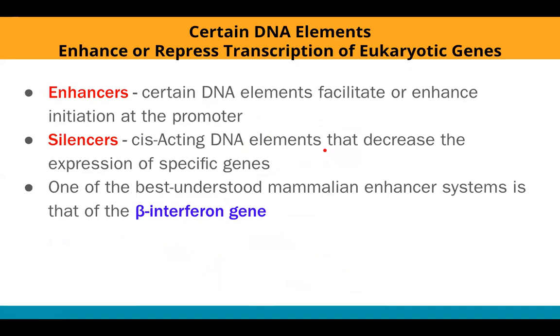Now, certain DNA elements enhance or repress transcription of eukaryotic genes. So we have enhancers or silencers. Enhancers are certain DNA elements that facilitate or enhance initiation at the promoter. Silencers are cis-acting DNA elements that decrease the expression of specific genes. One of the best understood mammalian enhancer systems is the beta interferon gene.